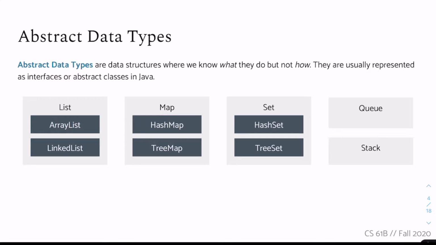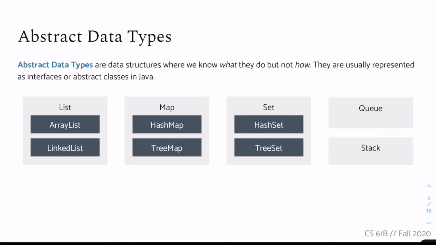An abstract data type is a data structure where we know what they do but not how they do it, hence the abstract part. An example of an abstract data type is a list or a map or a set. In Java, these abstract data types are like interfaces or abstract classes, so you can't directly instantiate them. Instead, we make concrete implementations of these ADTs, such as array list and linked list, or hash map and tree map, and those are the things that we actually implement.